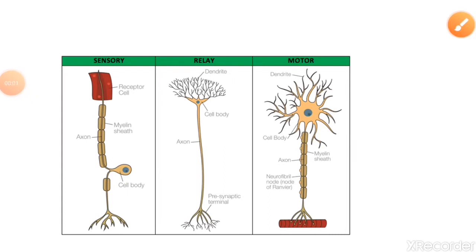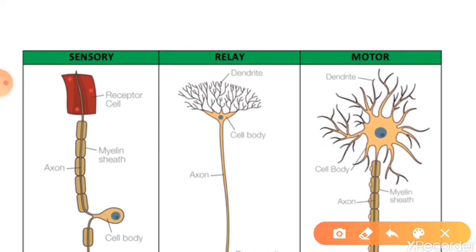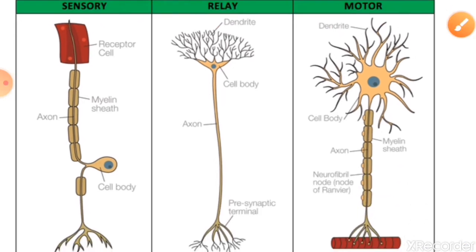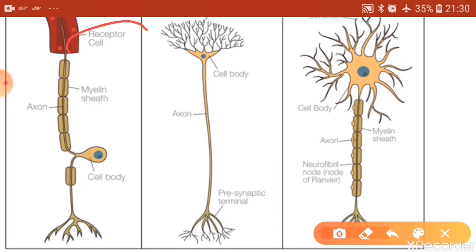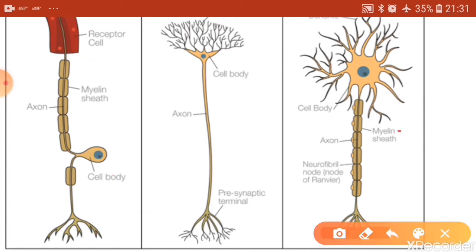Now neurons are of three types. Just have a look at this diagram. There are three types of neurons. They are the sensory neurons, the relay neurons and the motor neurons. Now let's see what is the main difference between these three types of neurons. A sensory neuron is a neuron which takes information from the receptor to the central nervous system. It carries information from receptors, that is from the sense organs, to your central nervous system, which comprises the brain or spinal cord. Then there is another kind of neuron which is called the motor neuron, right?